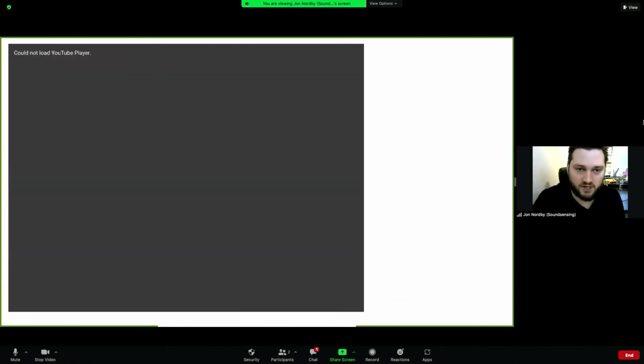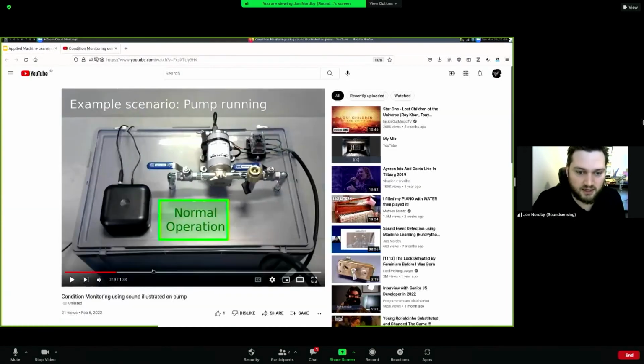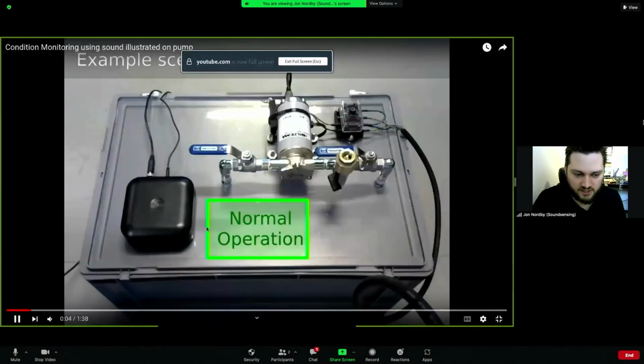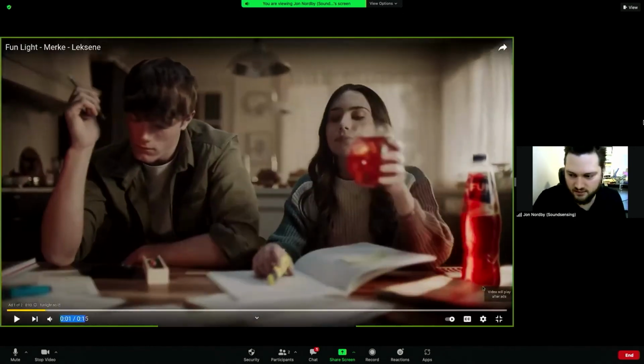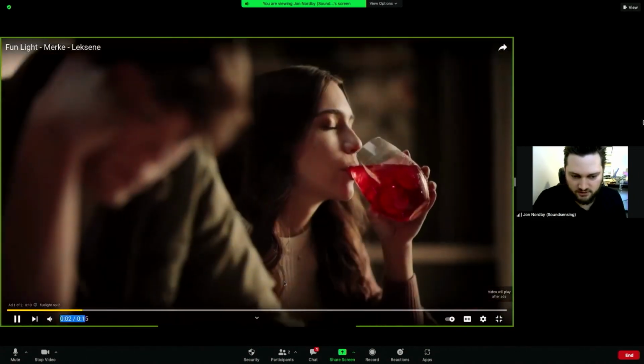I'll show one example, another case. I hope sound works. Share sound. That's fantastic. I tried to preload it.